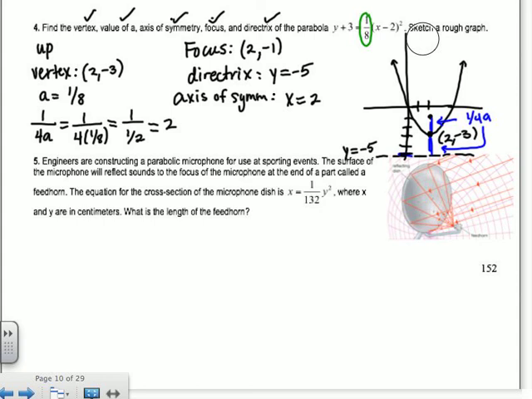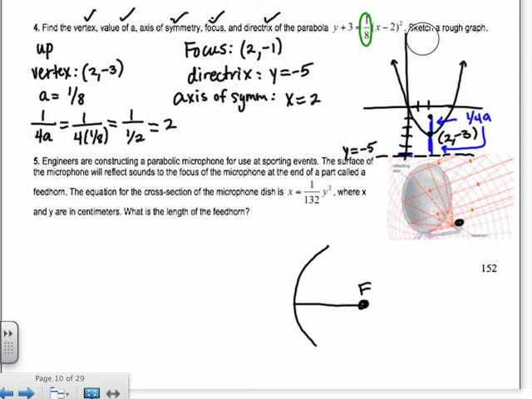We found everything. All right, and the last one, it says engineers are constructing a parabolic microphone for use at sporting events. Do you guys ever see these at sporting events? Yeah, kind of. It's like the guys next to the camera. People have these little microphones. All right, so the surface of the microphone will reflect sounds to the focus at the end of a part called a feed horn. So here's what's happening. You have a parabola, and at the end, this is the focus. That's at the end of what's called a feed horn. So there's your focus right there. Makes sense? So everything is coming in, it's bouncing back out to the focus.